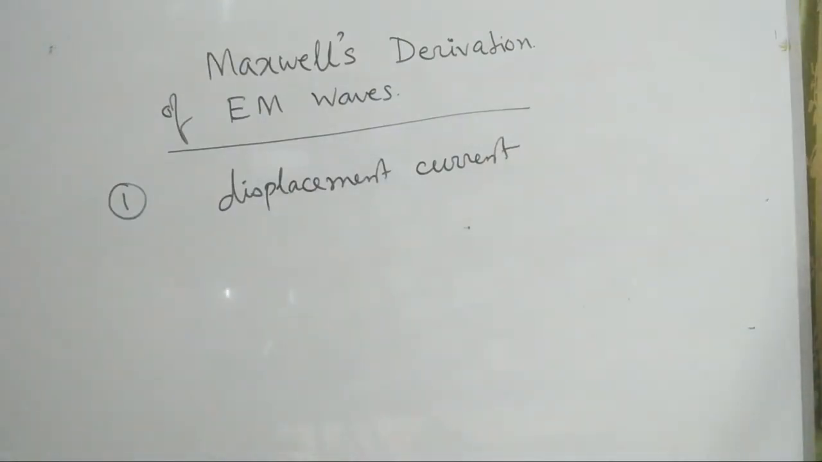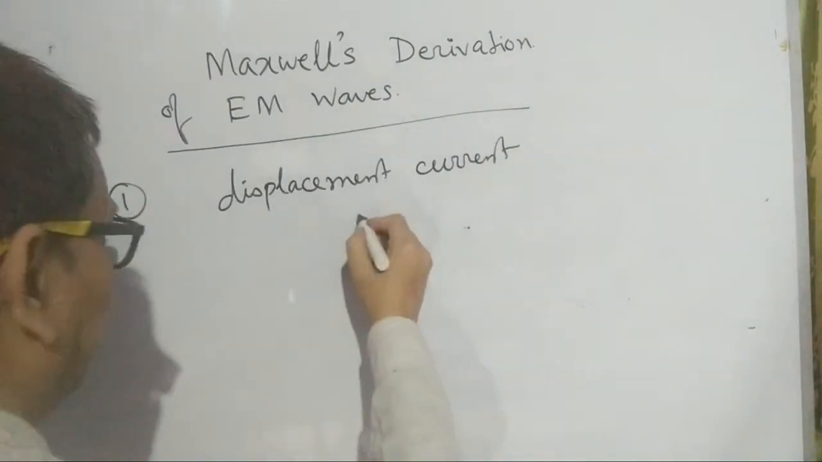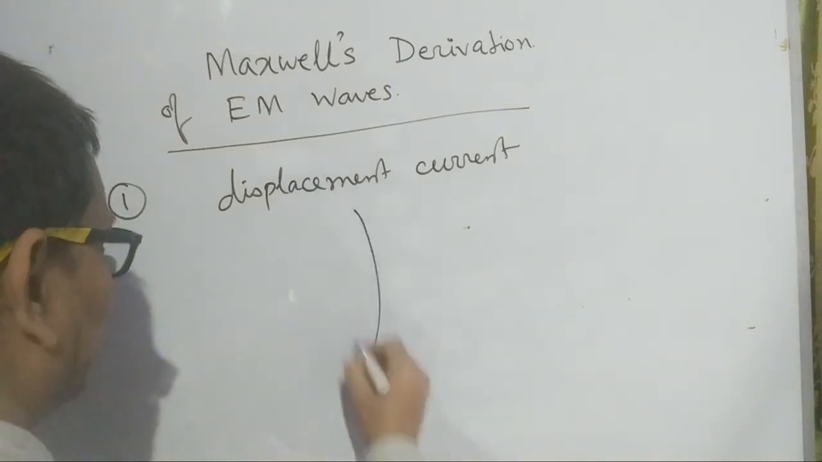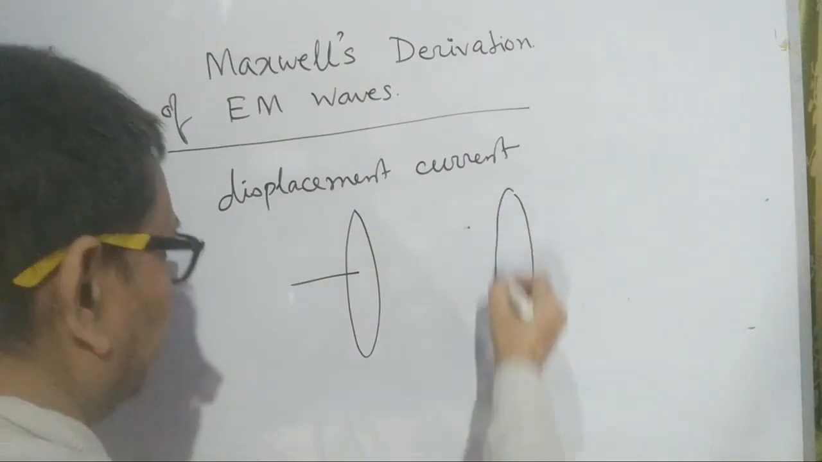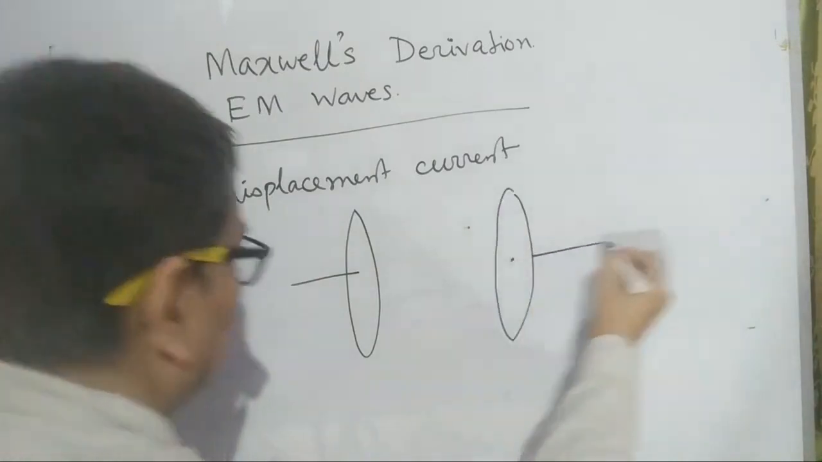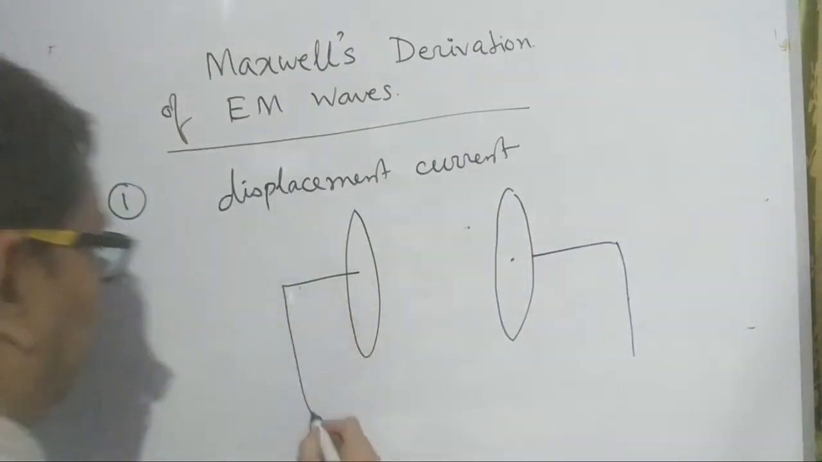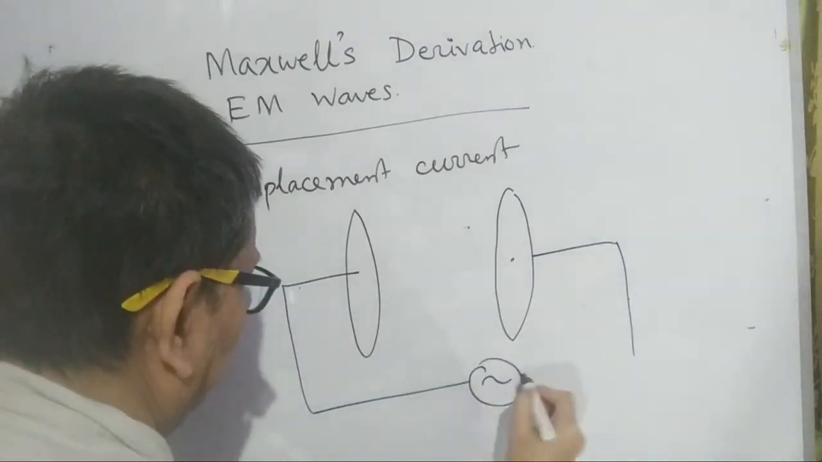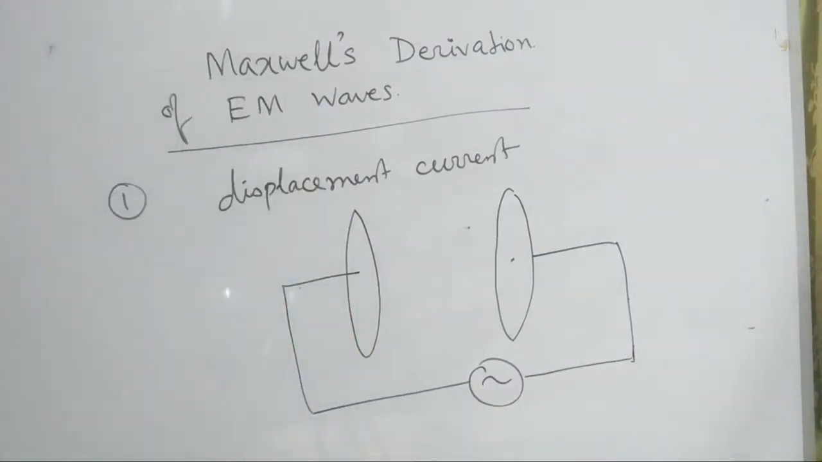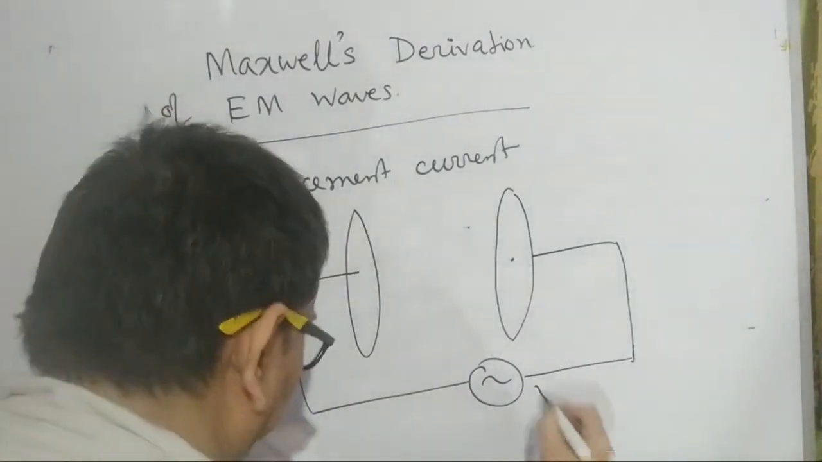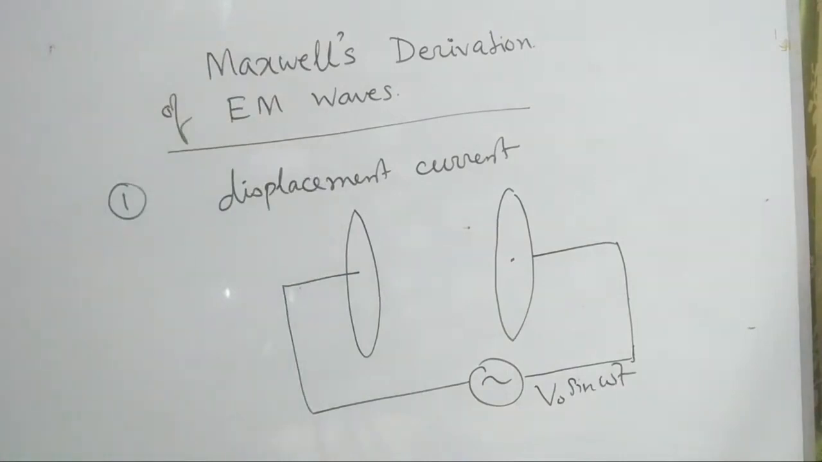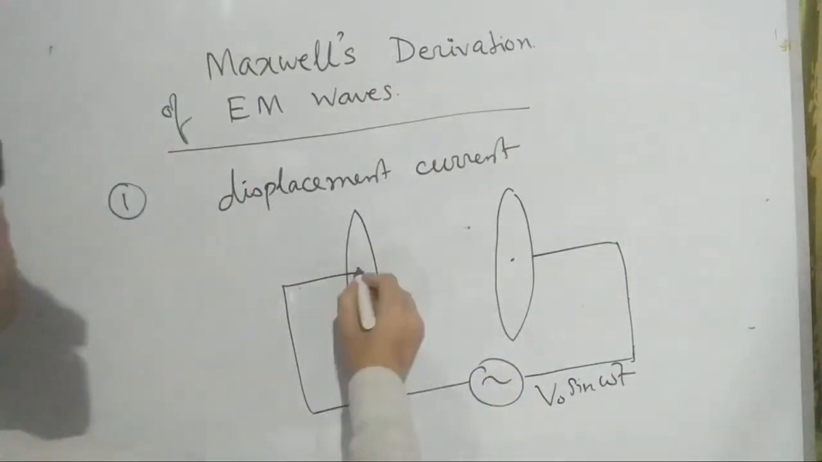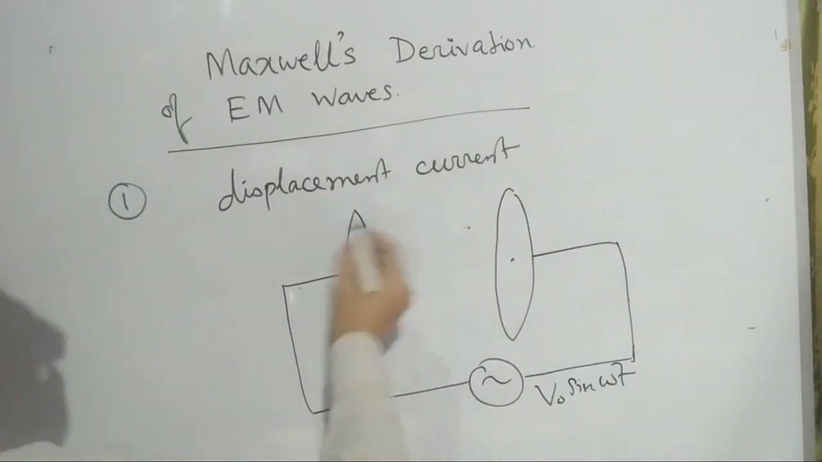Displacement current. What is displacement current? Suppose we have the plates of a capacitor, and it is connected to some kind of variable voltage. So what will take place? Notice that these are the plates.